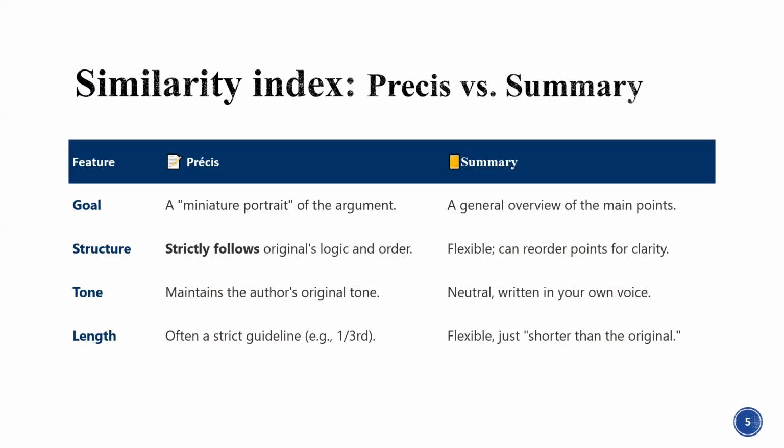So as I said, there will be a little bit of difference between Precis and the summary. So here are the differences. Here you will find the differences in goals, that means in their objectives, in their structures, in their tone, and in their length. Definitely whenever you are designing a summary, you will have a general overview of the main points. Whenever you are designing a Precis, you want to include everything but in a miniature form.